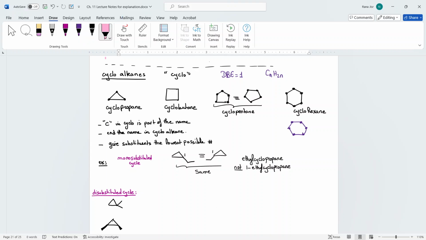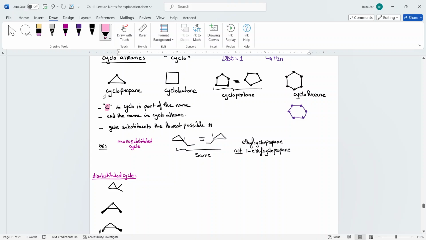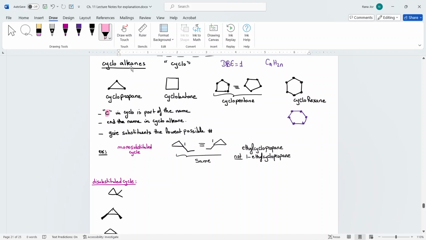As we said, the C in cyclo is part of the name. There's a difference between propane and cyclopropane. Whenever you are naming cycloalkanes, the ending is always the cycloalkane, whatever the cycle's carbon number is. And the substituents on the cycle always need to be given the lowest numbers possible. If you have a monosubstituted cycle, meaning just one substituent, there's no need to give it number 1. It's automatically number 1. So this is called ethylcyclopropane. I don't say 1-ethylcyclopropane because there's no other substituent.